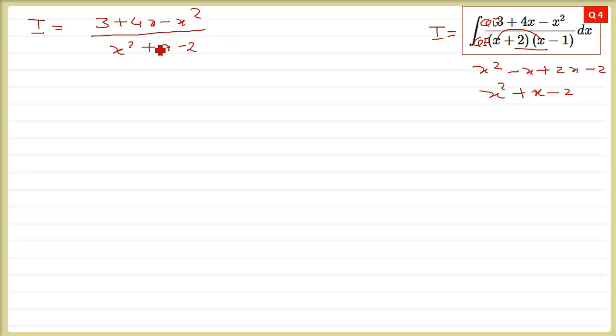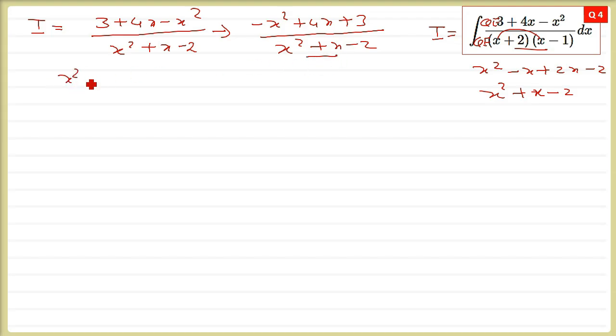Now you have to get x square plus x minus 2 in the numerator. First, you need to have this negative x square. So negative x square plus 4x plus 3. Now how to do this? I am now going to tell you the wrong approach. I'm doing something wrong, then I'll correct it, and you'll see why we cannot do this. So negative x square plus 4x plus 3 divided by x square plus x minus 2 is already there. Now just write x square plus x minus 2 in the numerator. What do we have to add to or subtract from this x square plus x minus 2, so that we get negative x square plus 4x plus 3?